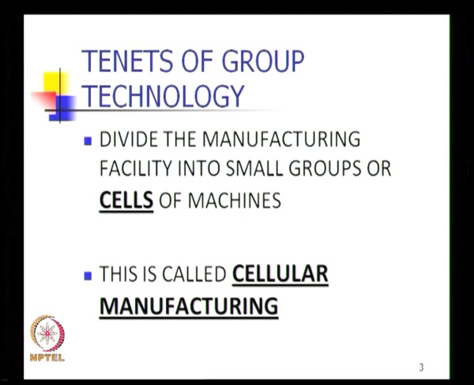Once this is done, we can imagine that we have what is called a factory within a factory and each manufacturing cell will act like an independent manufacturing facility. So, it is like dividing a big factory into smaller factories which are located within a factory. The size comes down and therefore control becomes a lot easier.